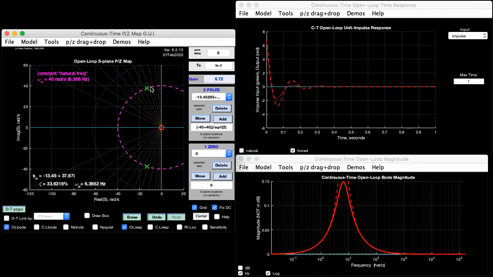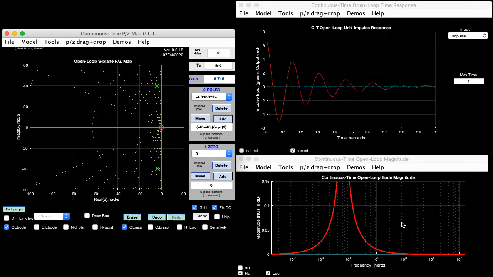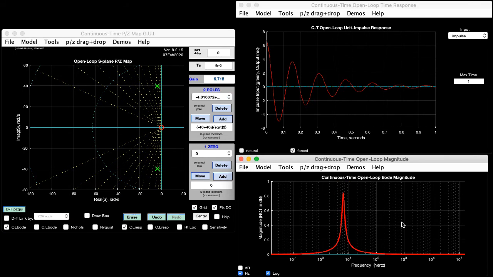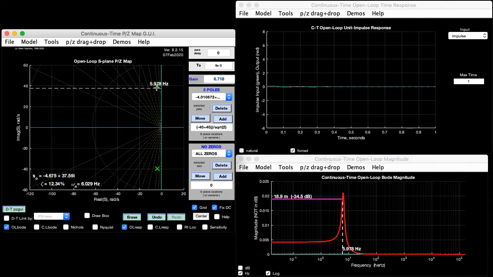Let me zoom in. Now I have a pretty tight filter. Let me delete that and go back to the low-pass case.